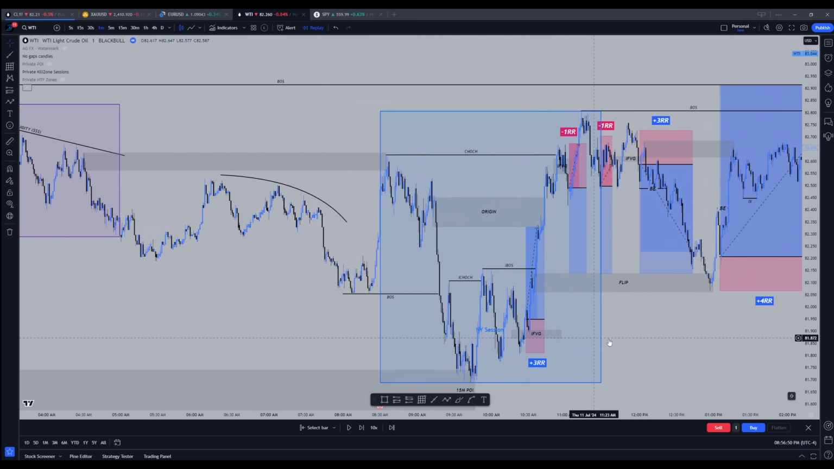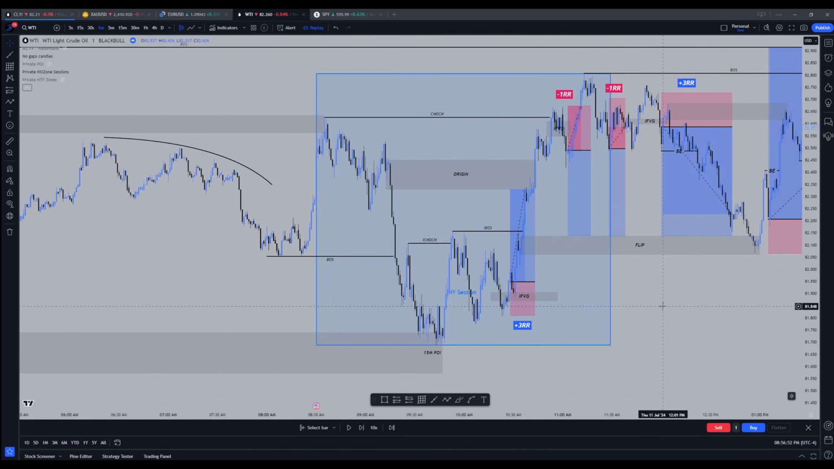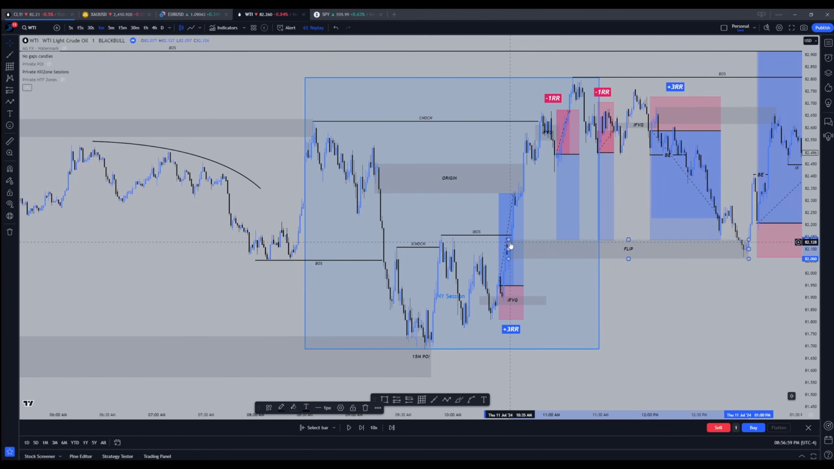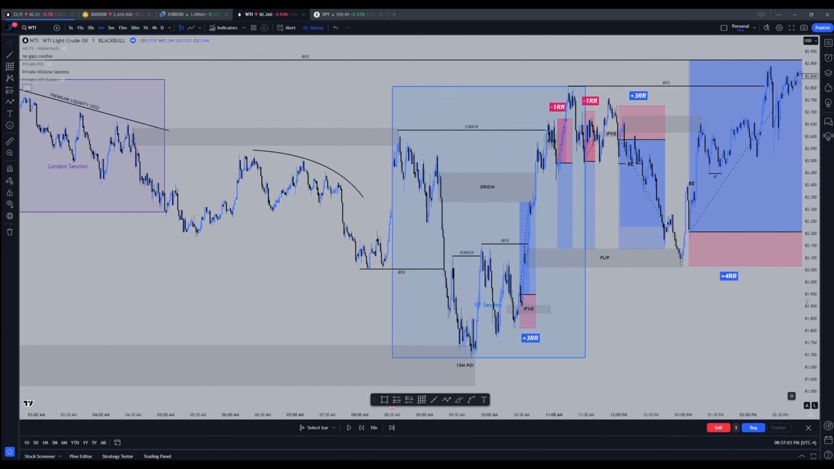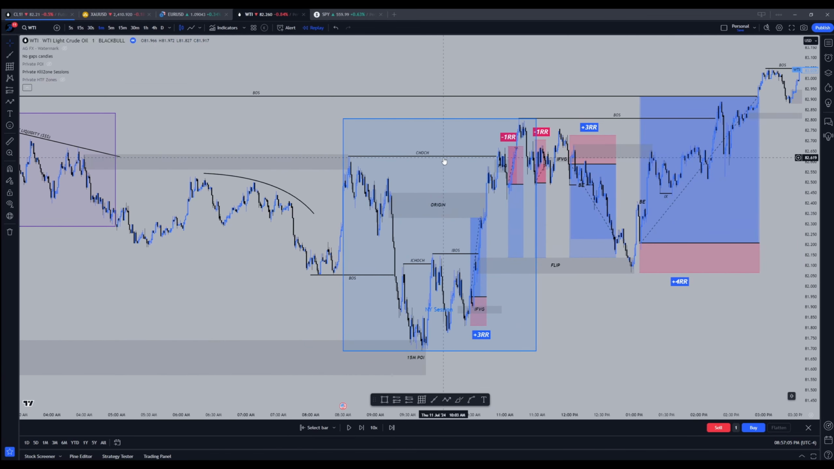So if you guys want to understand the logic behind everything I trade, all my TP, stop loss placement, everything is logical, okay? All makes sense. This is what I teach in the course. That was my TP there, 3R, not bad trade.